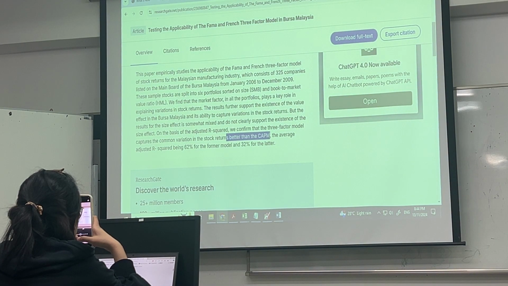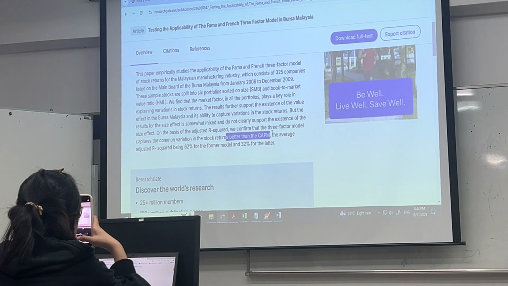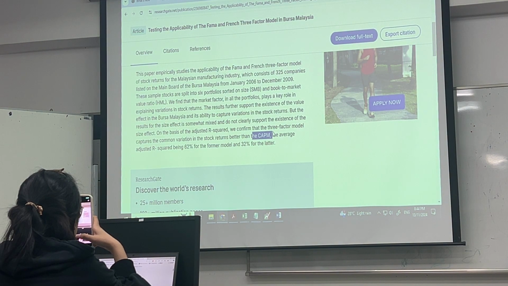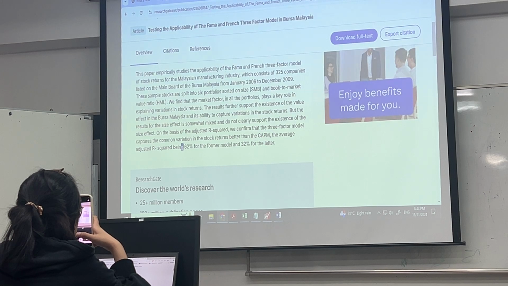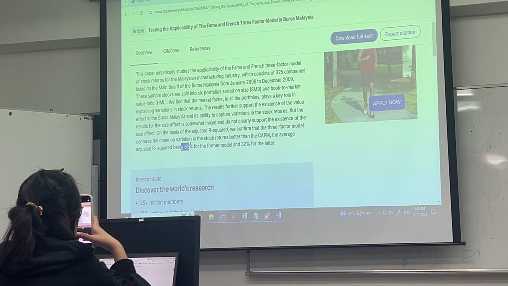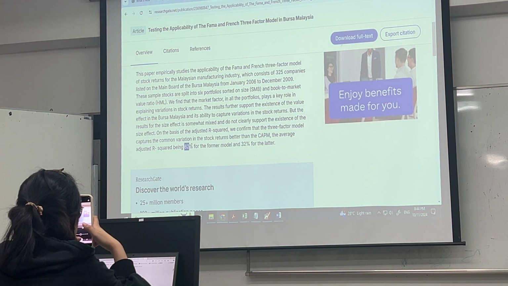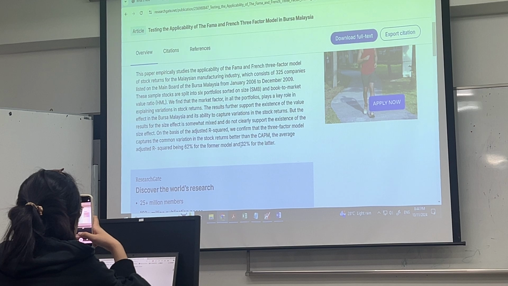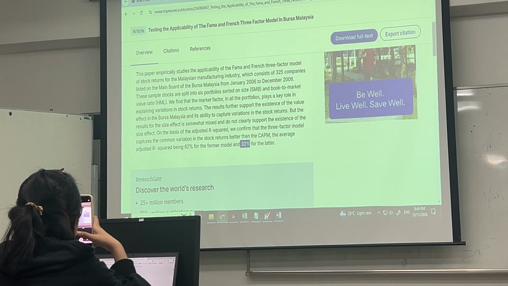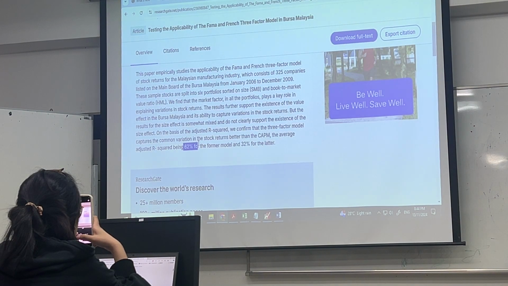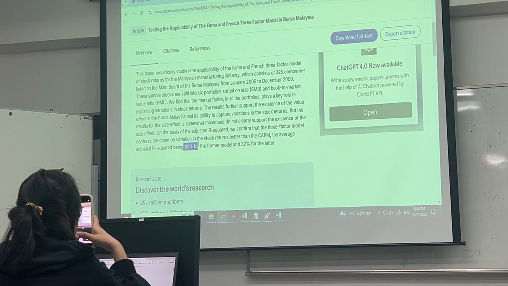Just now I used the example of comparing the three factors with the five factors, right? So in this paper, they compare the three factors with the CAPM. Their adjusted R-square is 62% with the three factors, but for the CAPM, just 32%. So it means that the adjusted R-square is 0.62, and then this one is 0.32 for the CAPM model. So it's better. The variation in the Y explained by the estimated model is around 62%, so it's better than the CAPM with just 32%.